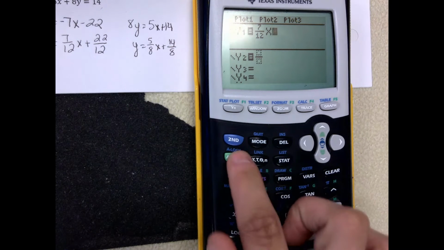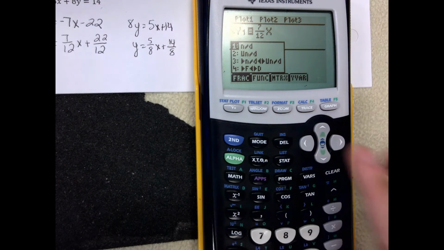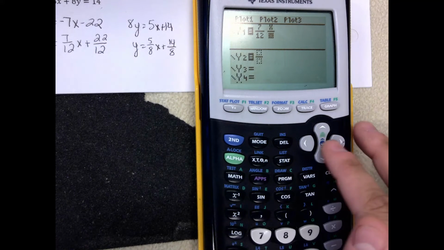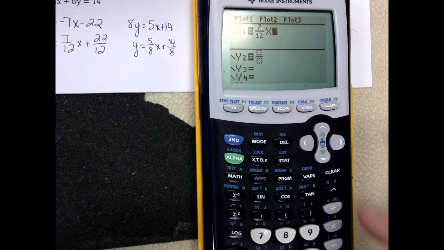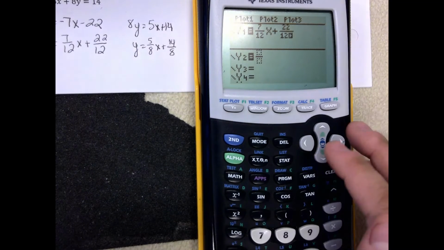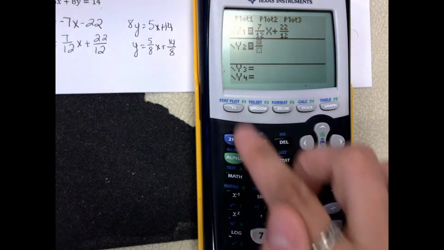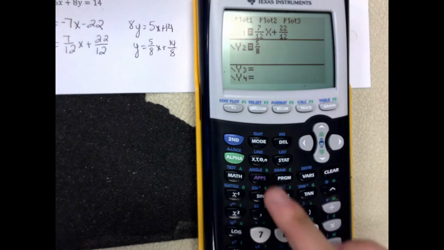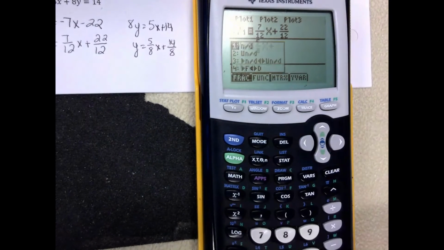I'm going to do alpha, y equals for my fraction. And then make sure you do a plus sign in between. Oops, I'm going to delete this whole thing. There we go. So 22 over 12. Now we do it to the other one. So I do once again alpha y equals to get a fraction. I'm going to have my 5 over 8. And then right arrow so I have x. And then plus, and then once again alpha y equals, and then 14 over 8.